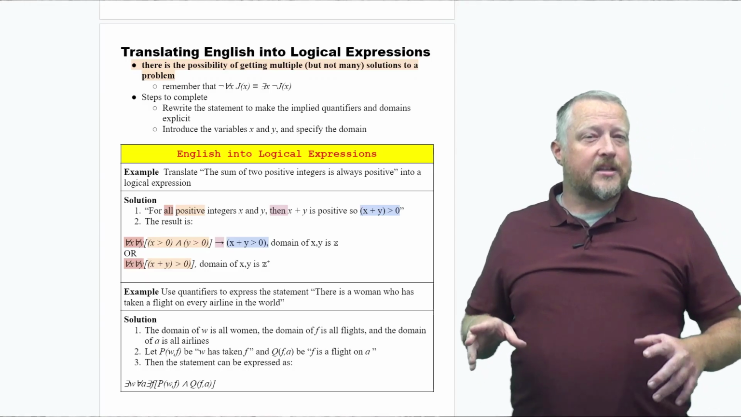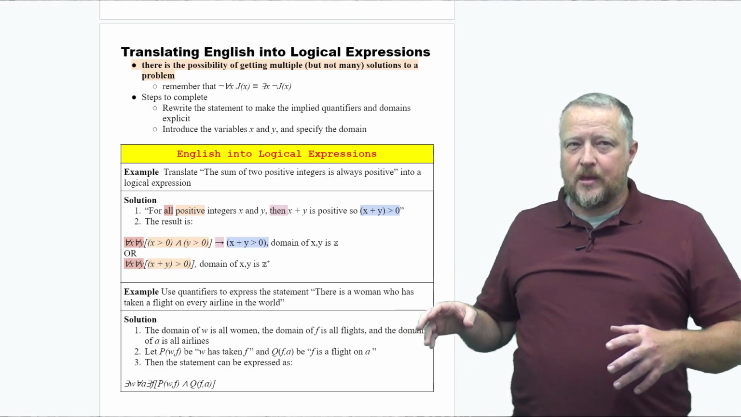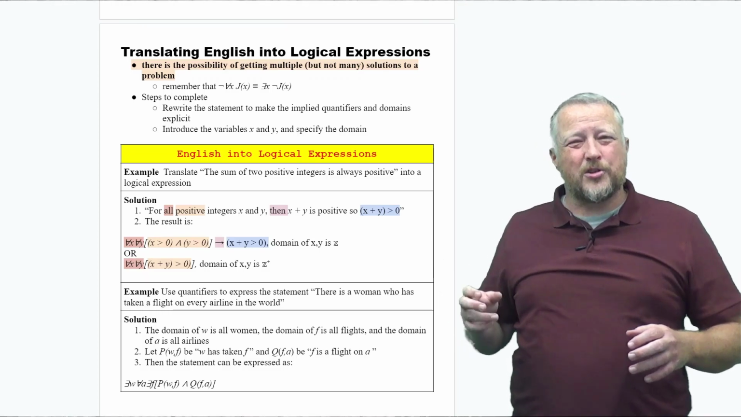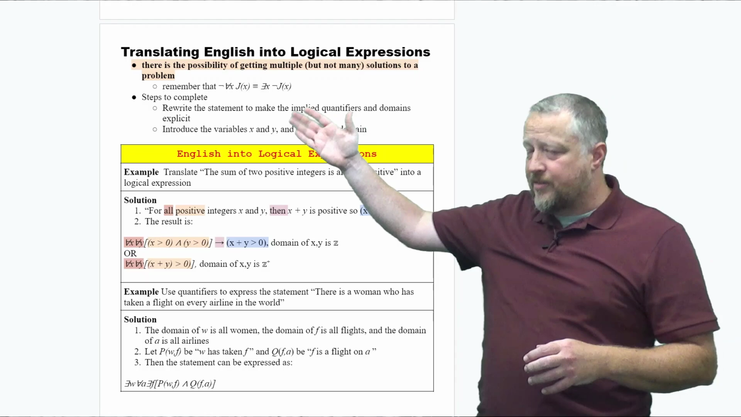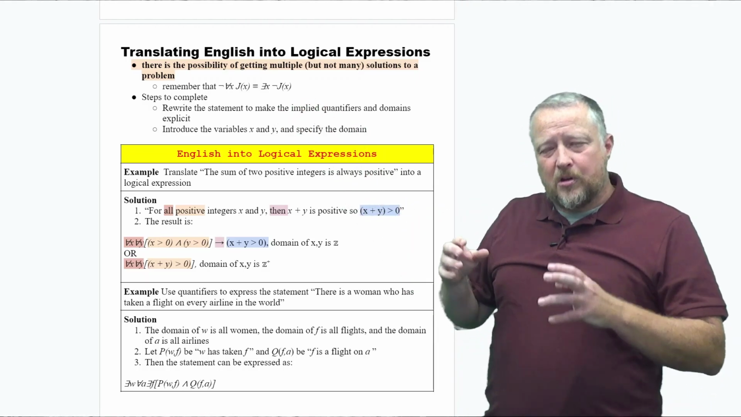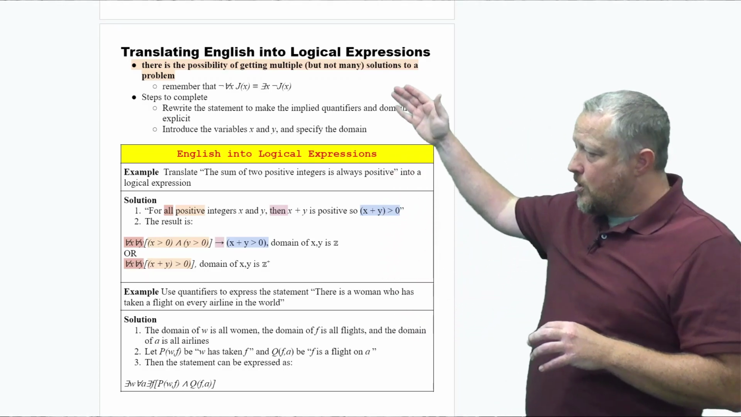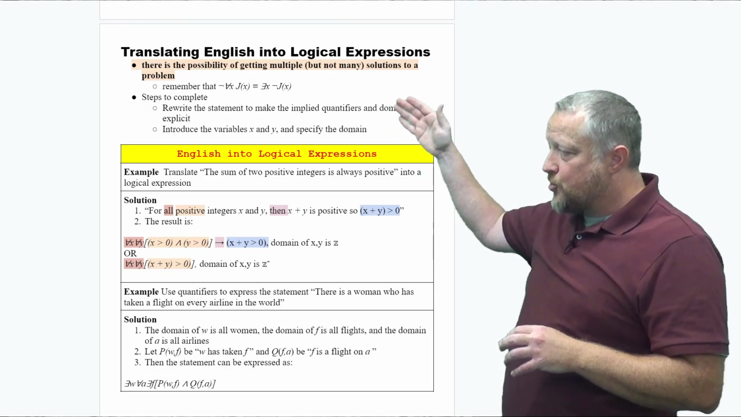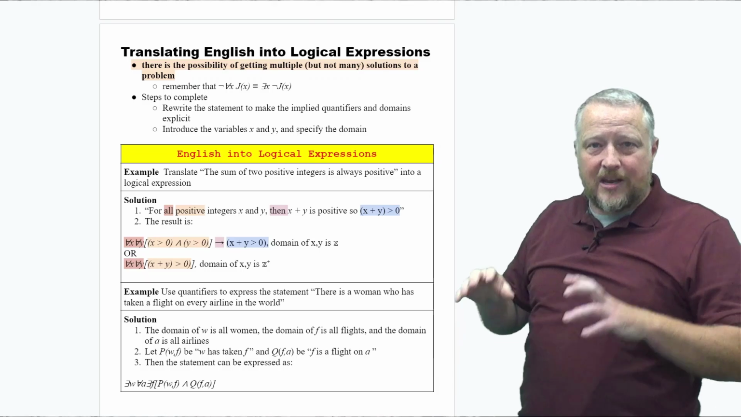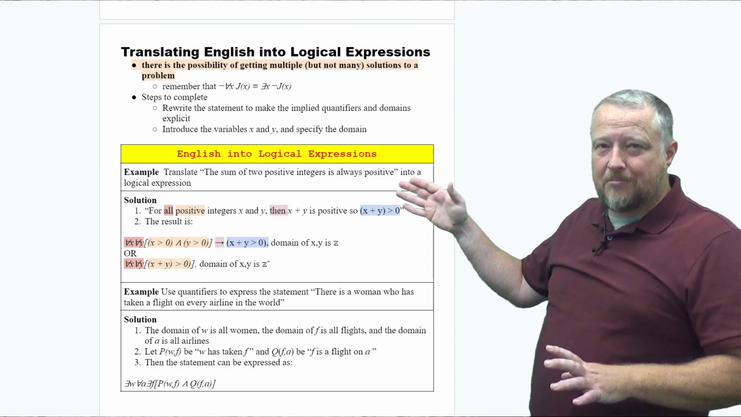Now we're translating from English into logical expressions. For this, there could be a couple of solutions, but only because of negation, if negation even comes up. So just a heads up on that. On your way to complete this, number one, you want to rewrite the statement to make sure that everything is implied, the quantifier and the domains is explicit. Because if you look at the example, especially the first one, it's not.